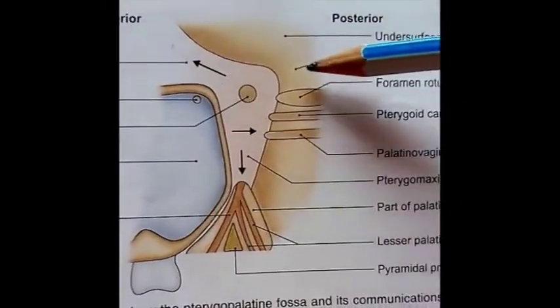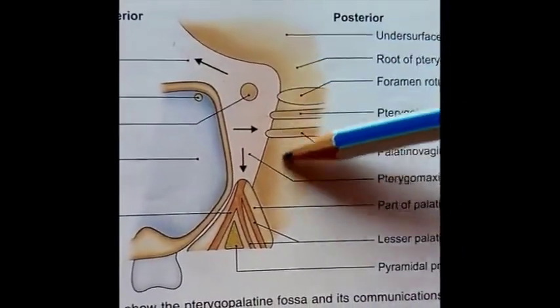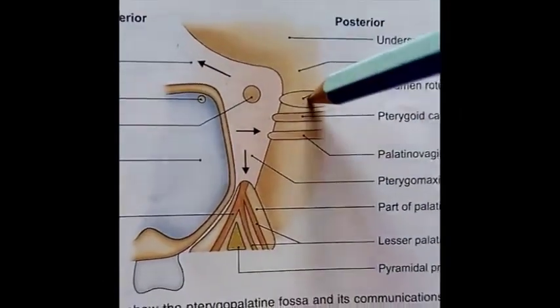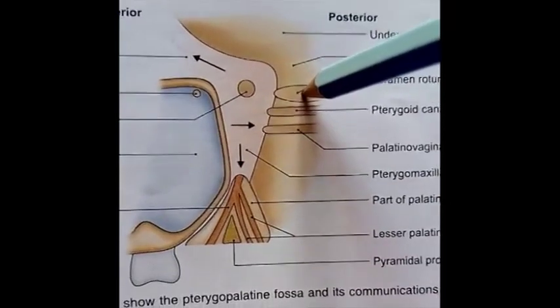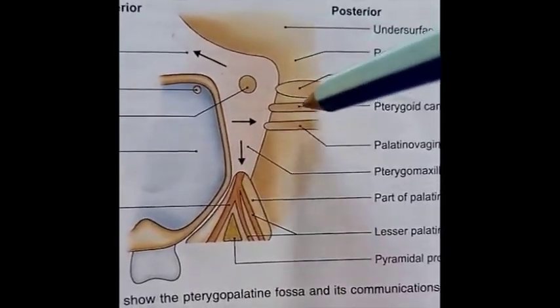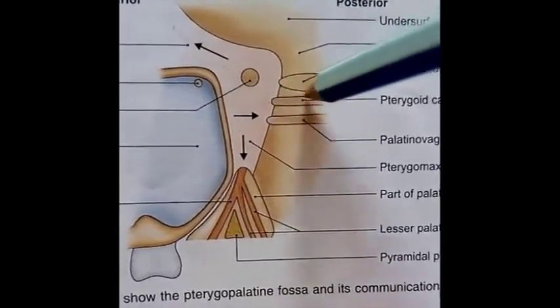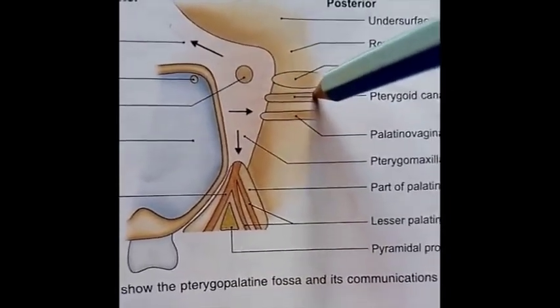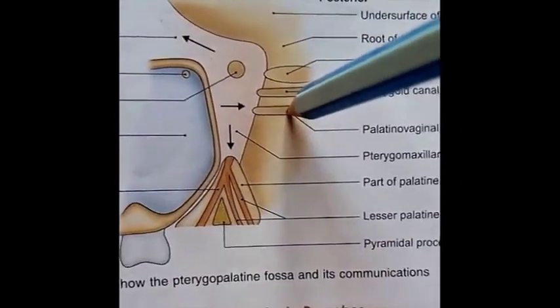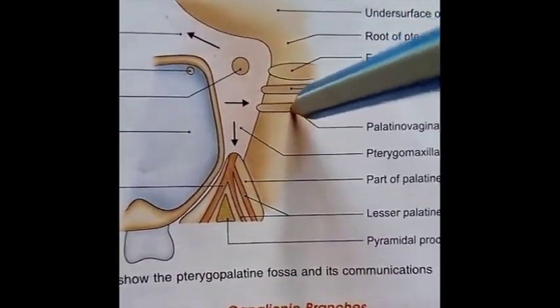Posterior communication. So the posterior wall has 3 openings. First of all, foramen rotundum. With the help of this foramen, it communicates with the middle cranial fossa. Second is the pterygoid canal. With the help of this canal, it communicates with the foramen lacerum. And third is the palatovaginal canal. Through this canal, it communicates with the pharynx.